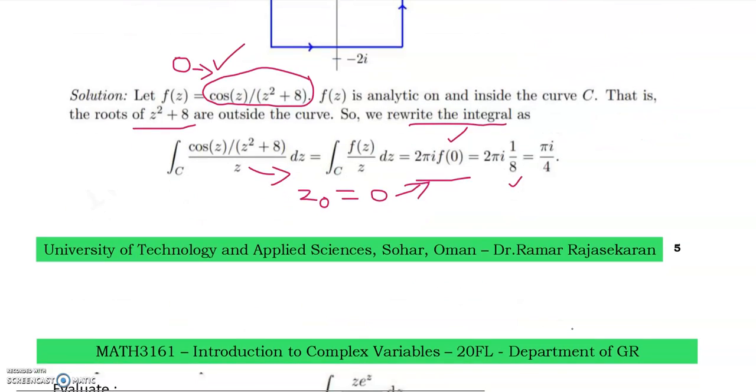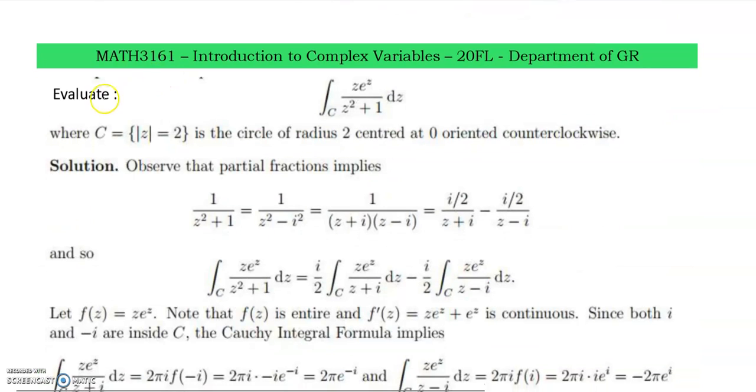That's it. Now you see, evaluate the integral over C of z e power z divided by z squared plus 1 dz. Now what is the contour? C is mod z equal to 2, which is a circle with radius 2 and center 0, and oriented counterclockwise. That is always the same.